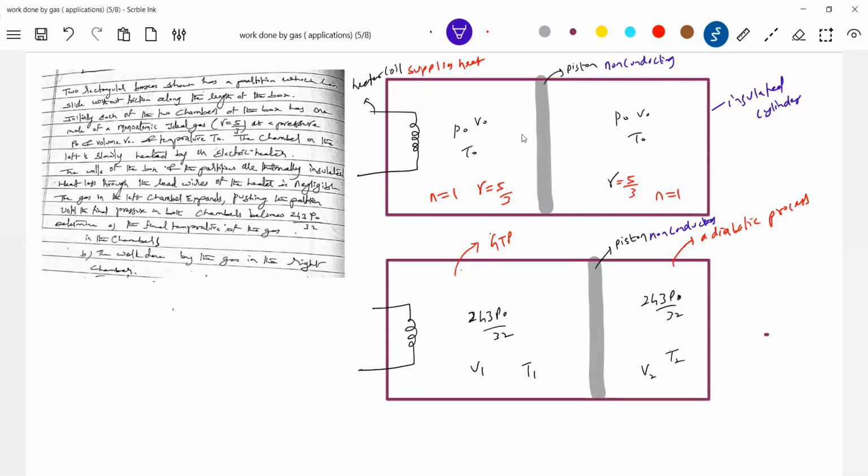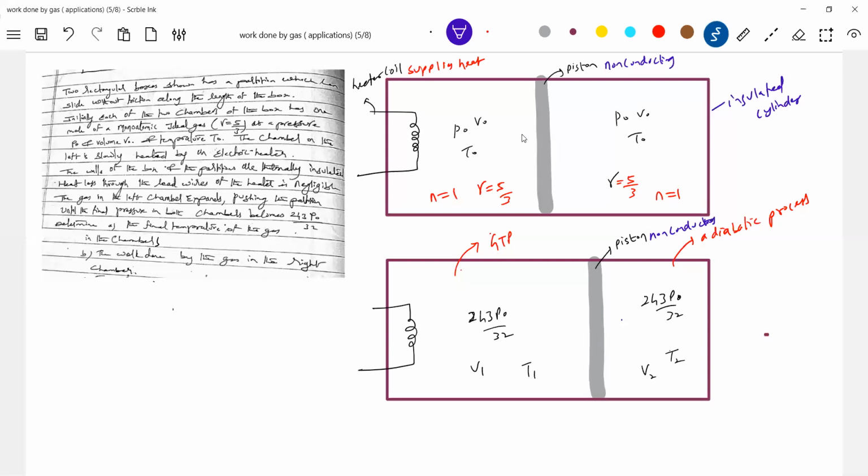So we have to be extra alert. We should look at all the things: piston conducting or non-conducting, cylinder conducting or non-conducting. We should make observations of all these things. Then only can we take a decision. Otherwise, not possible. Okay, now we are very sure this will undergo an adiabatic process. Now let's get into it. He's asking the temperature of the gas in each part, and the work done by the gas in the right part.